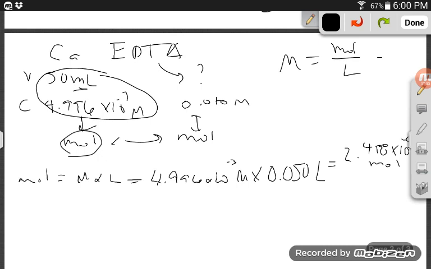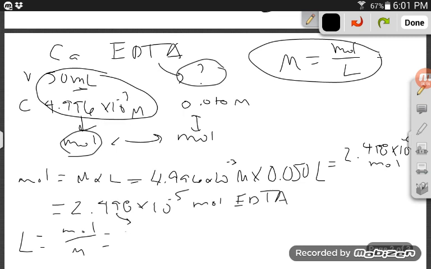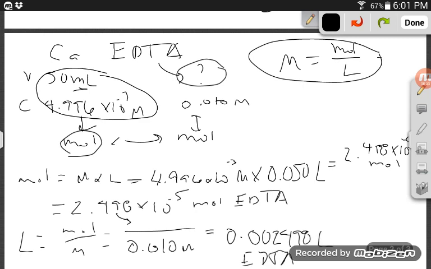And since this is a 1-to-1 ratio, now we know that we have 2.498 times 10 to the negative 5 moles of EDTA as well. So that's how many moles of EDTA we're going to need to add in order for this titration to reach completion. Now what we want to do is turn that into a volume. So if we again rearrange this equation right here, the volume in liters is equal to moles divided by molarity. So now we have this number of moles, 2.498 times 10 to the negative 5 moles, over the concentration, 0.010 molarity. And if we do that division, we get still a pretty small number, 0.02498 liters of EDTA that we're going to need to add.